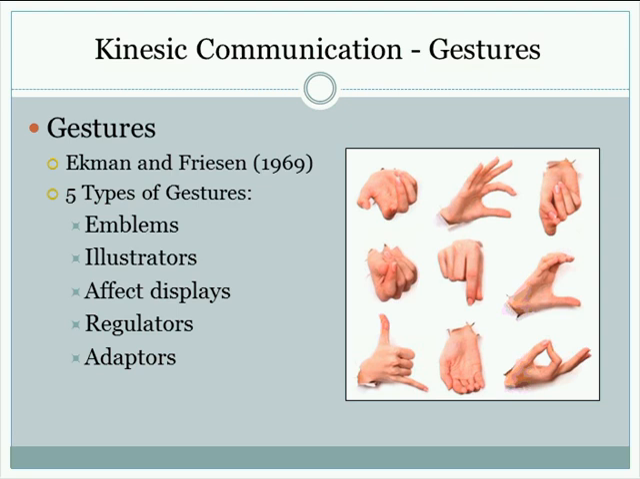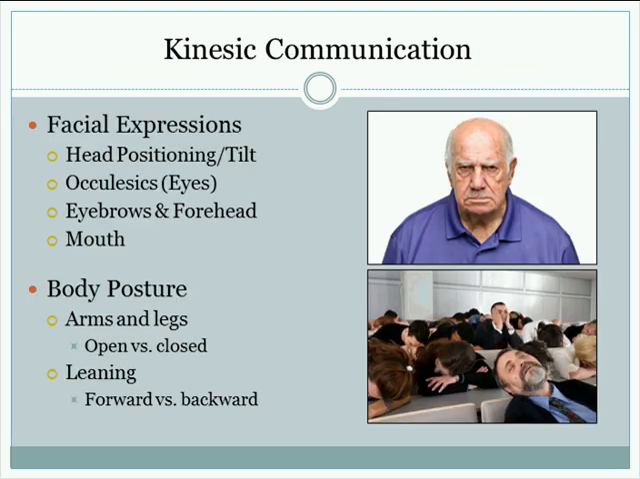arms. Regulators control the flow of conversation, hand signals to tell somebody to slow down, for example. And adapters are self-oriented tension relievers. For example, rubbing their hands together, stretching arms out. These are all different forms of gestures. Think about the different gestures you might use or other people use on an everyday basis. You probably use all 5 types of gestures, and when used properly, gestures enhance and clarify communication, but when gestures don't match the words, it can confuse and frustrate the listener. So use gestures carefully. Next, let's talk about facial expressions.